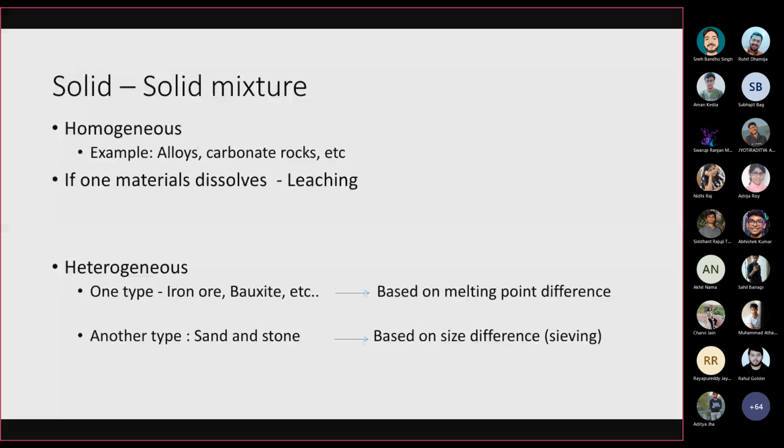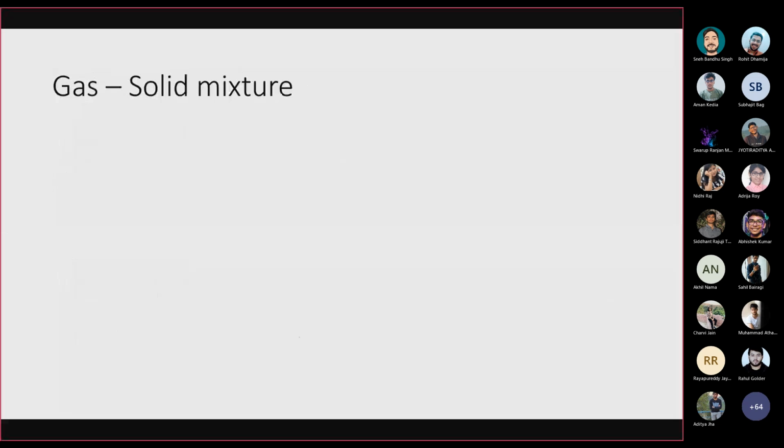So far we have seen liquid, gas and solid mixtures. Suppose we have gas-solid. Can anyone give me an example of gas-solid? In which condition do we say gas-solid exists? Any scenario? Can anyone explain?